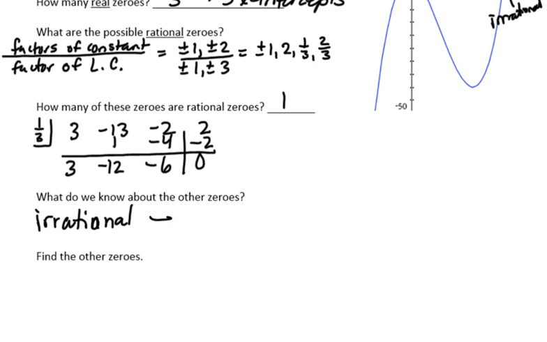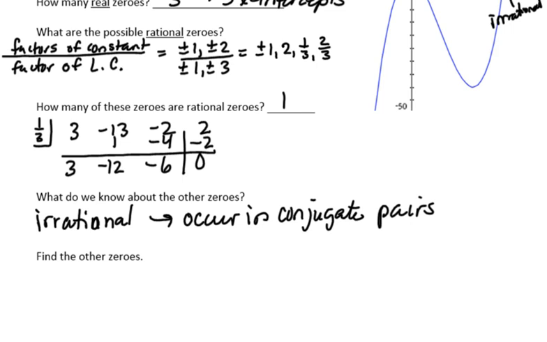and they occur in conjugate pairs, because I just explained why we can't have two more rational numbers, because one of them is clearly not in my list. That means they're going to be something like a plus or minus the square root of b. So that's the form they're going to occur in.